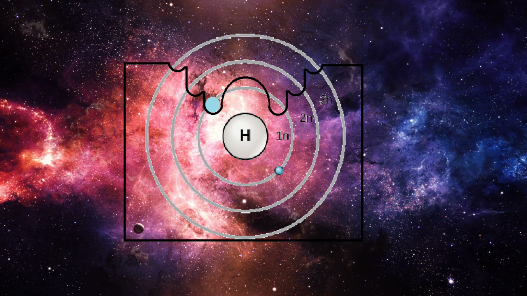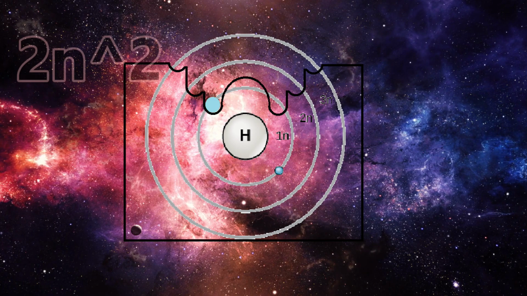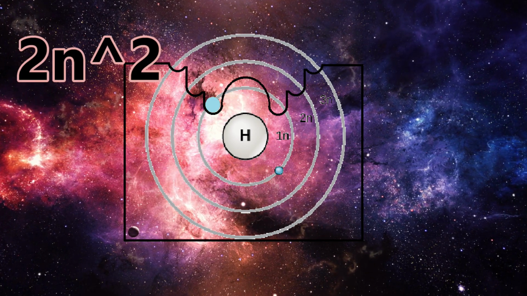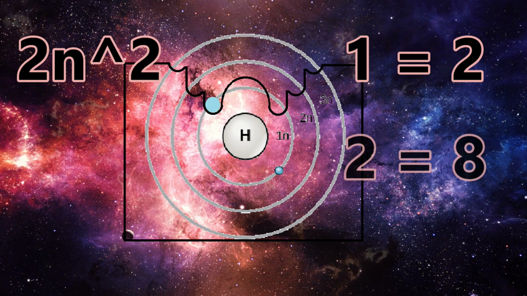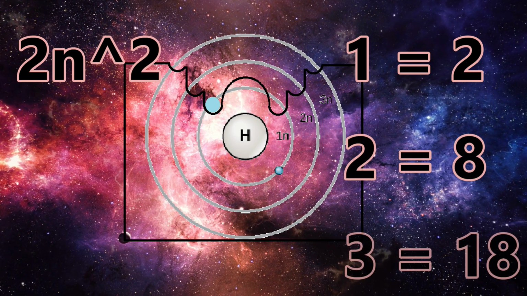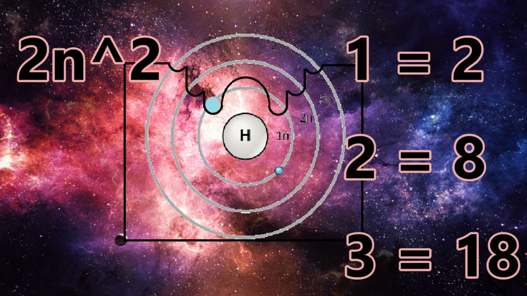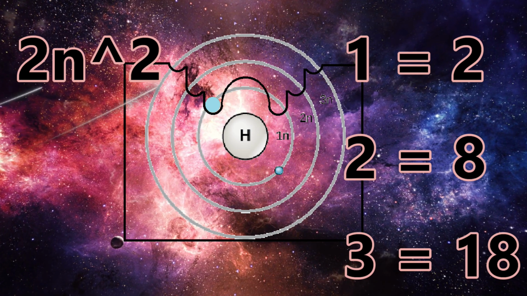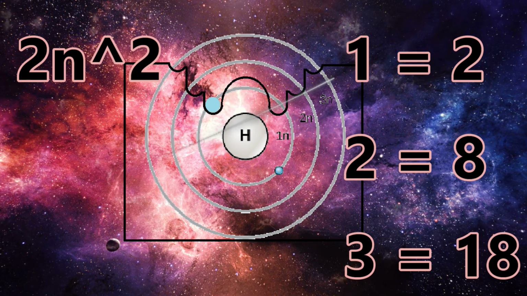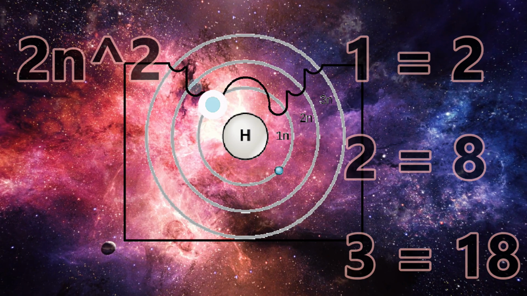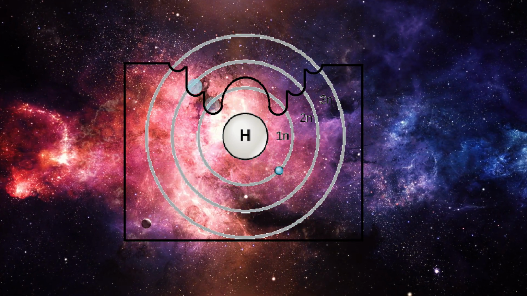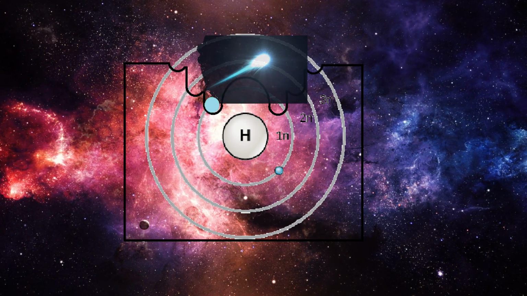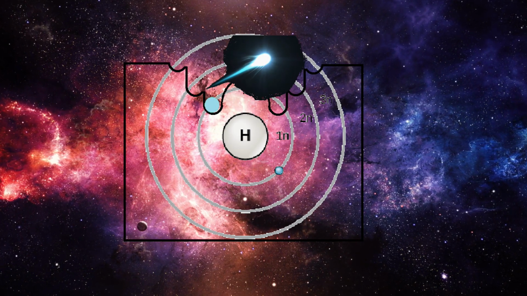The formula for the number of electrons in a shell is 2n squared. So shell 1 can hold 2 electrons, shell 2 can hold 8, shell 3 can hold 18, and so on. When we fire photons at an atom, like hydrogen or helium, the photon can hit one of these electrons and make it jump to a higher energy state. The electron will then jump back down. When it does, it gives off a photon, giving up the extra energy.